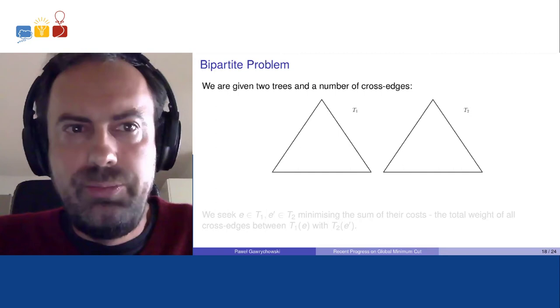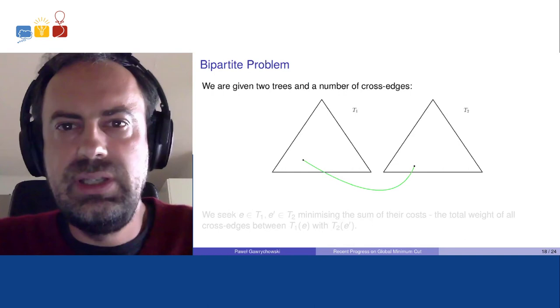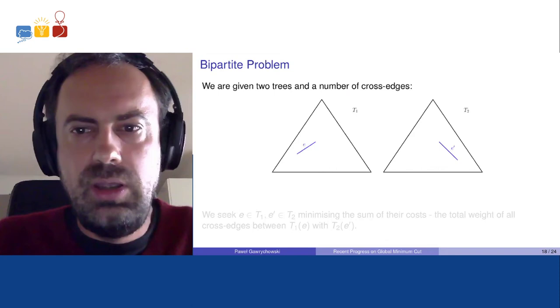And in this problem, you are given two trees, T1 and T2. And additionally, you are given a bunch of cross edges. So a cross edge has one endpoint in T1 and the other in T2. So those are the green edges in the figure. And each edge of T1 and T2 also has its own weight or cost. Okay, so that's the input of the problem.